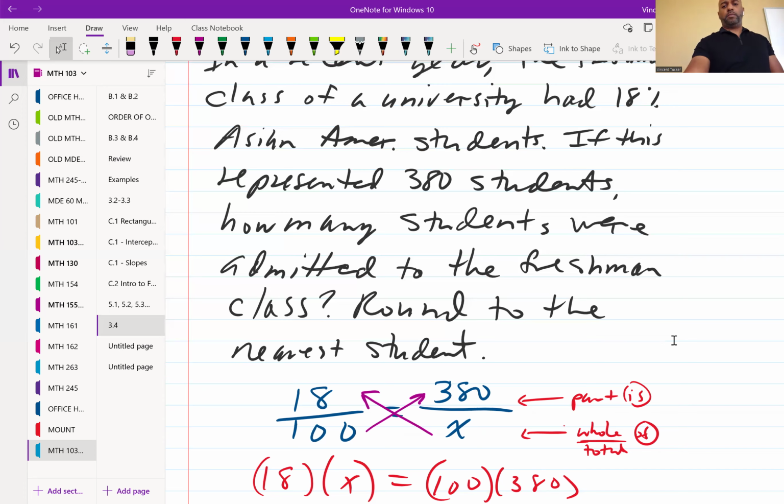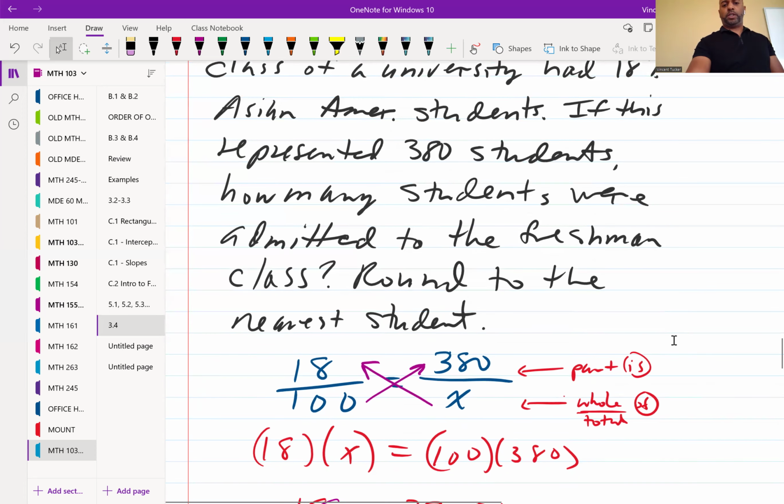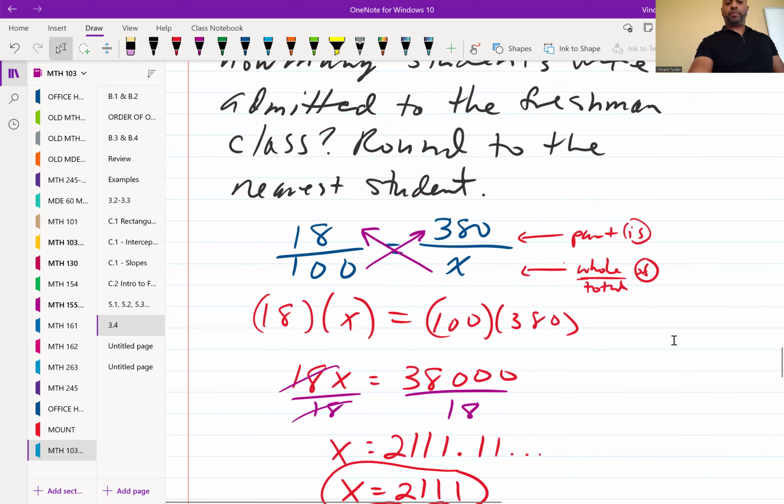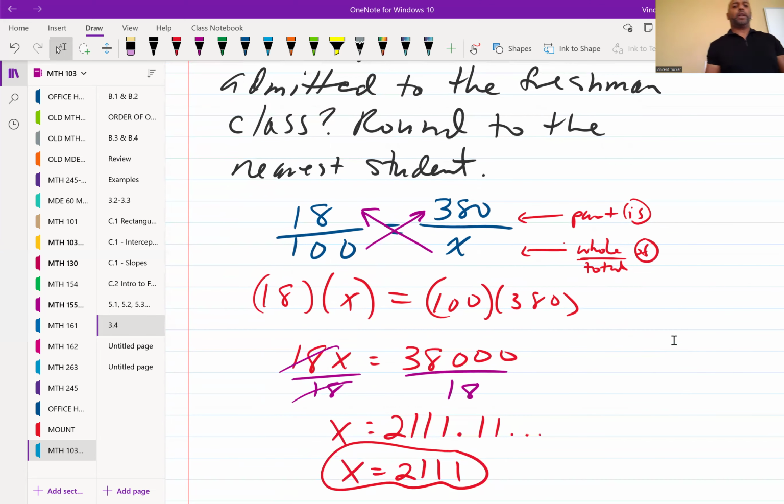So once you have it set up, then it's just the same process that you've done in the previous examples. X to the 18, 18x, and then 100 times 380, 38,000 divided by 18. That would be 2,111. And then it tells you to round to the nearest unit. So, you know, that's 2,111.